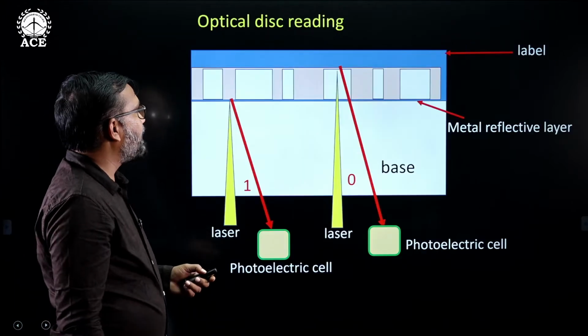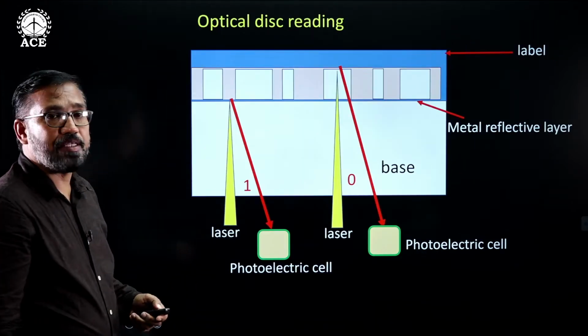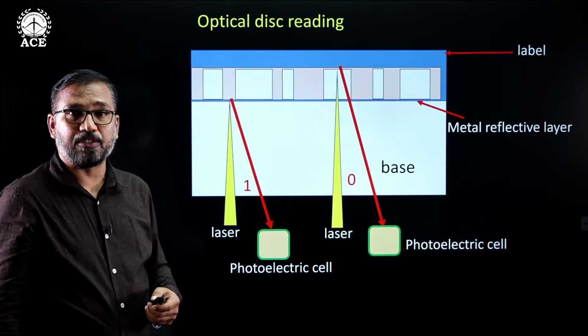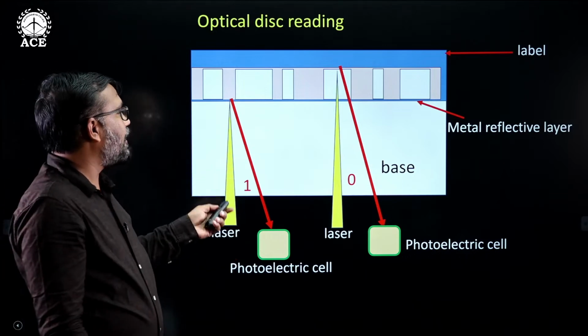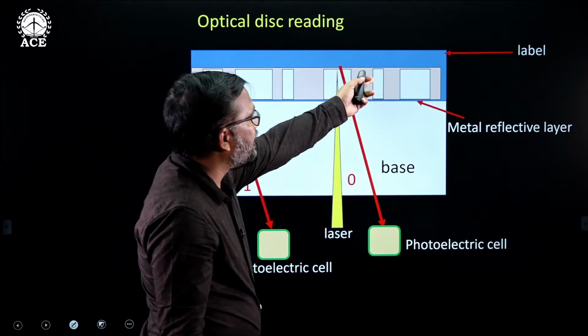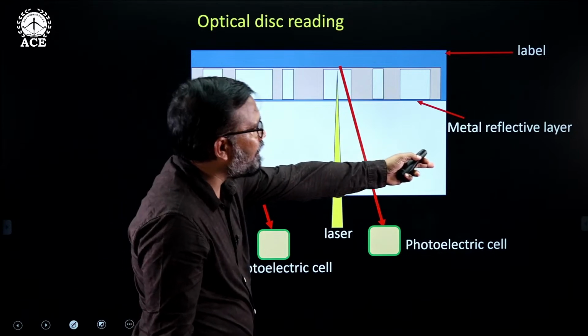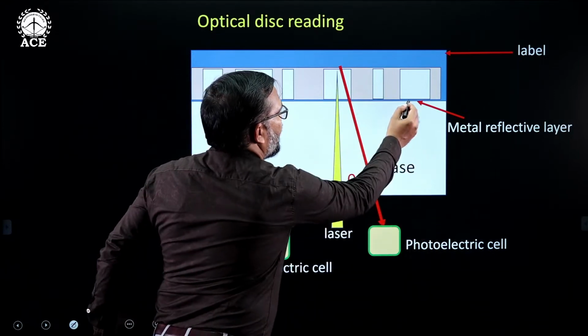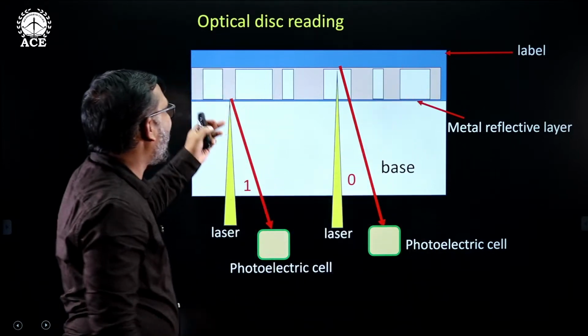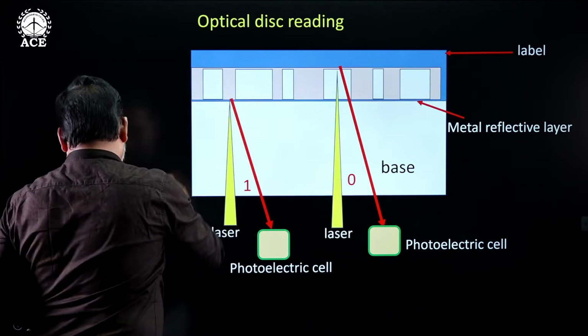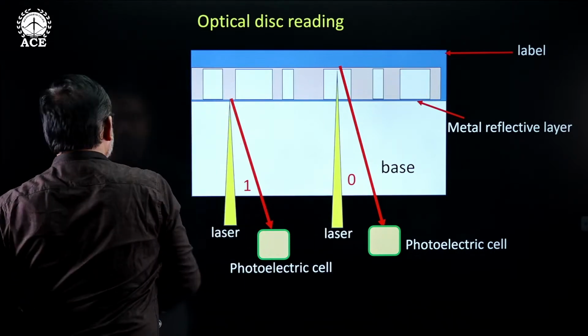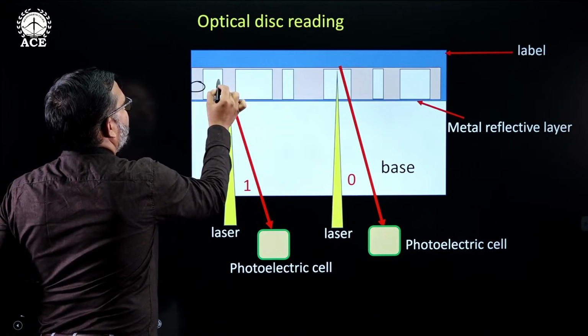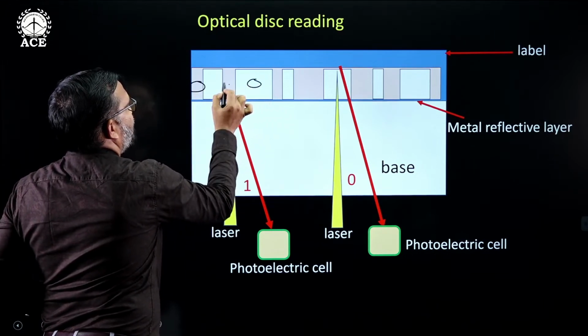Next, this is optical disc reading. How does a laser read the information? See here, it is an arrangement. That is a label. It has a metal reflector layer, and it is a label. There is a pattern. You can see there is a pattern here. Here is one pattern, here one pattern, here another pattern.